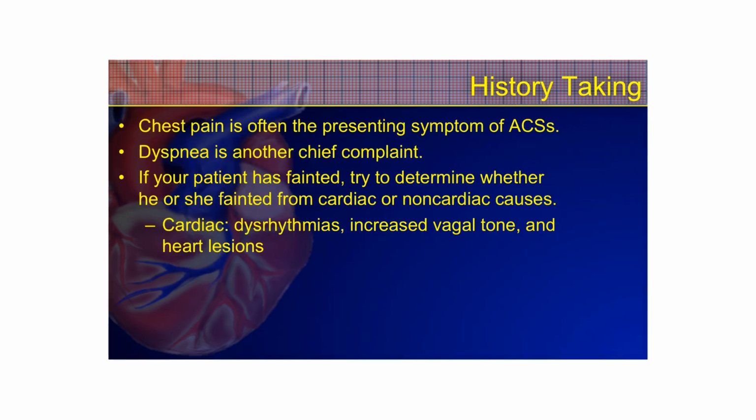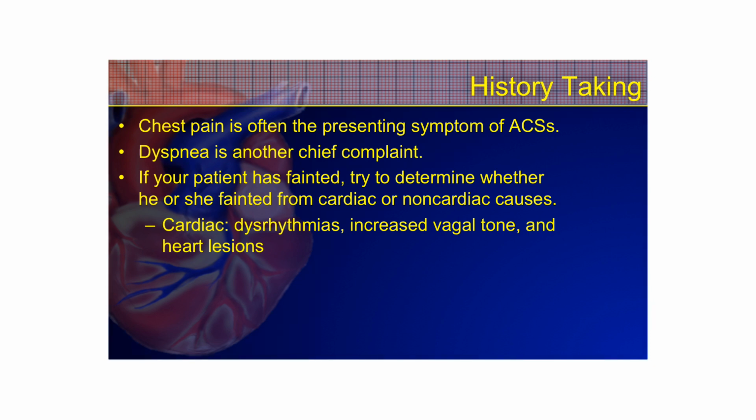All right, continuing on with your history taking, the common chief complaints in patients experiencing ACS include several different things: chest discomfort, dyspnea, fainting, palpitations, fatigue, but probably the most prevalent would be chest pain or discomfort. It's often the presenting symptom in somebody with acute coronary syndrome. And the description of the discomfort is important for assessing its significance.